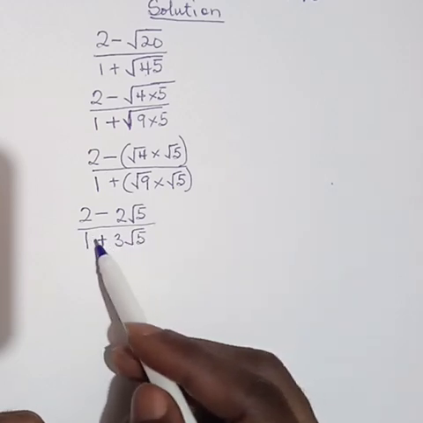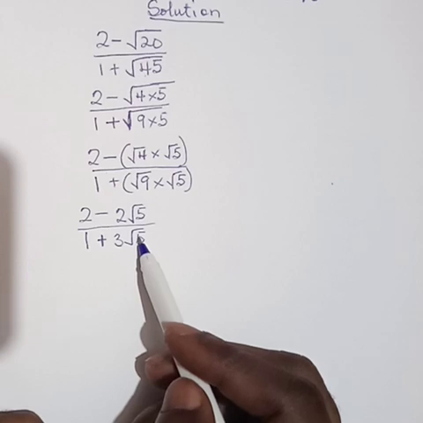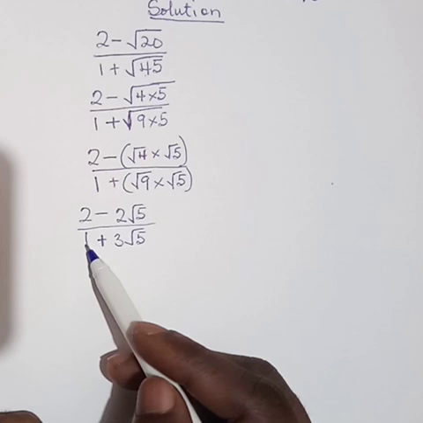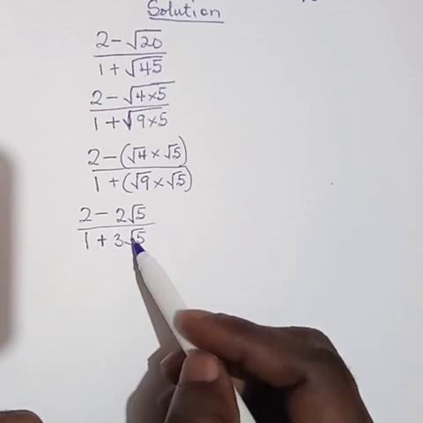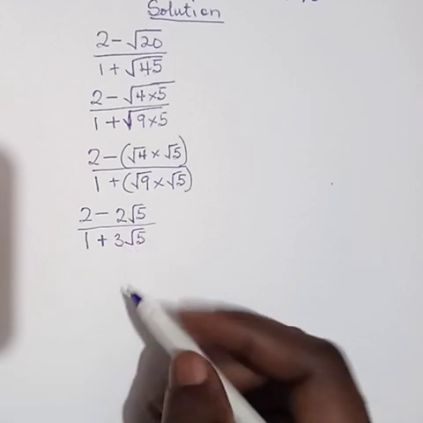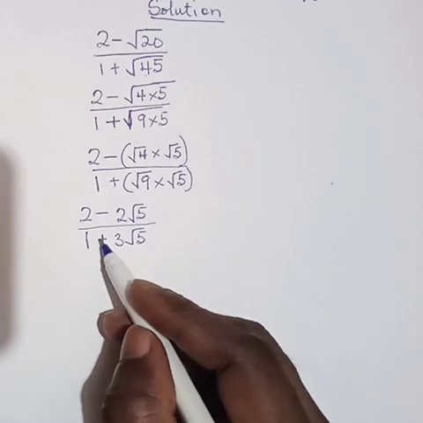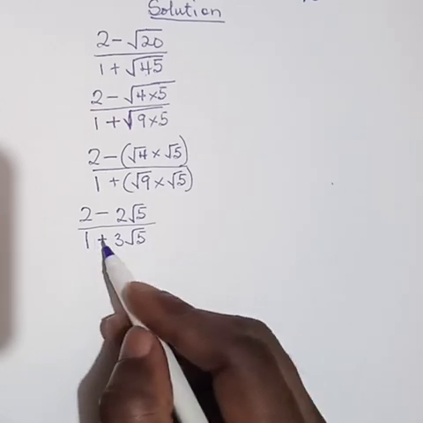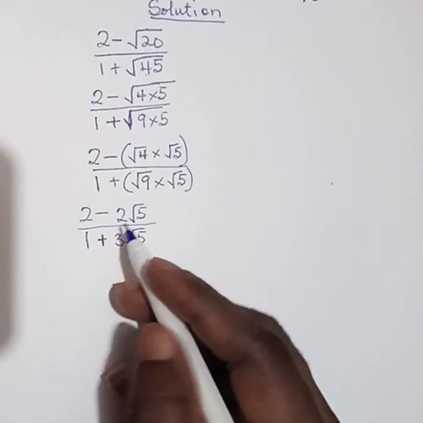Before I do the rationalization, I have to consider the denominator. What should I do to the denominator? I'm going to find the conjugate of what is here. What will be the conjugate of this? It's just a matter of changing the sign here. The sign here is addition, so to find the conjugate, we are only changing the sign to subtraction.